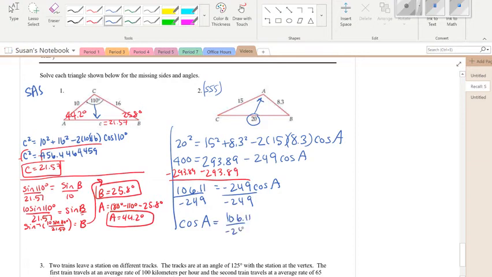To get A out of the cosine, we have to use the cosine inverse, so A is equal to the cosine inverse of 106.11 divided by negative 249. And when you plug that into your calculator, you get A is equal to 115.2 degrees.